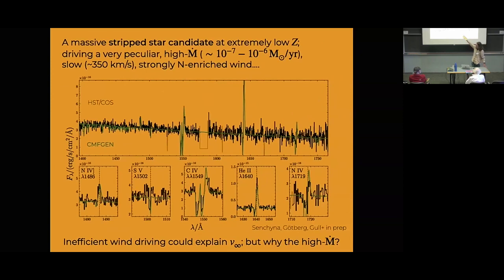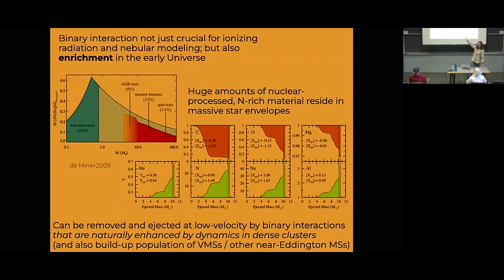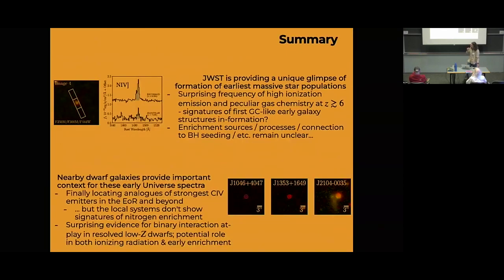You can see the iron lines on the left-hand side here. We actually have iron constraints, and you're seeing a wind that's an order of magnitude higher than expected, much slower, strongly nitrogen-enriched. There's weird stuff going on at low metallicity, and how exactly this connects to all of these enrichment mechanisms is not clear, but these are all ways to get nitrogen-enriched material out, all the way down. And so I'll leave my summary slides here and break for discussion. Thanks.